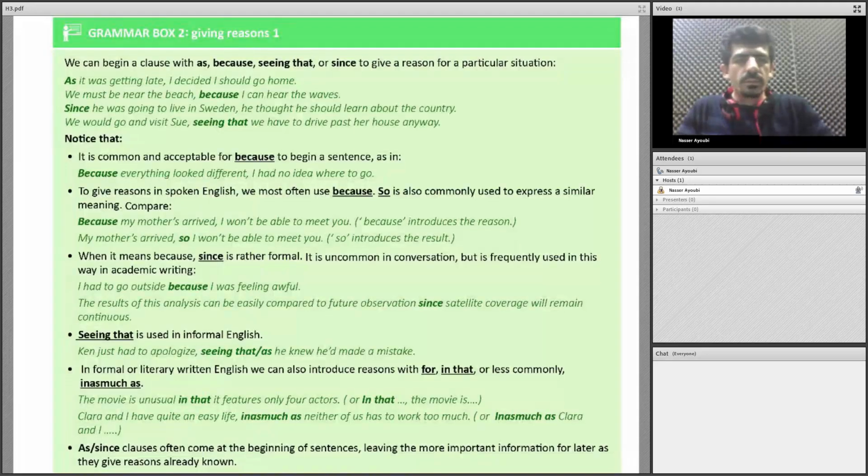Today we are going to talk about the grammar of Unit 2.2. If you remember, last time we completed the listening part, which was about future developments. Well, the grammar we are going to talk about today is about giving reason or using adverb clauses to show cause and effect.